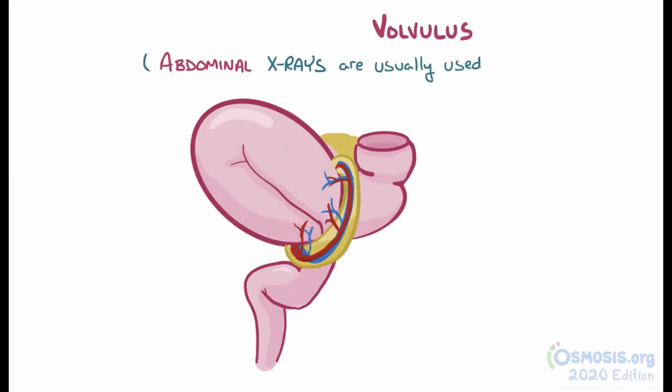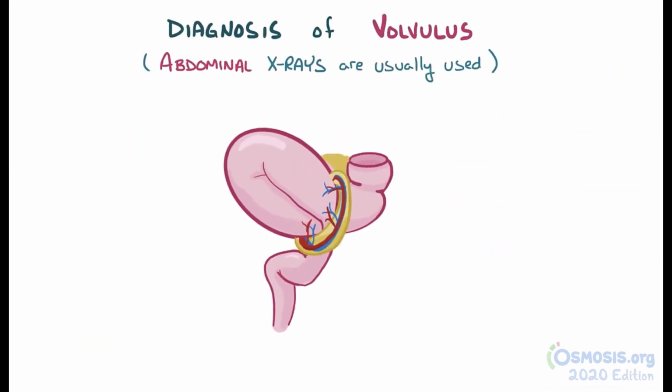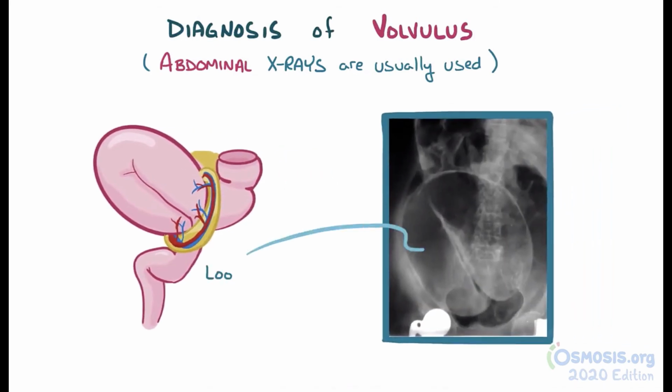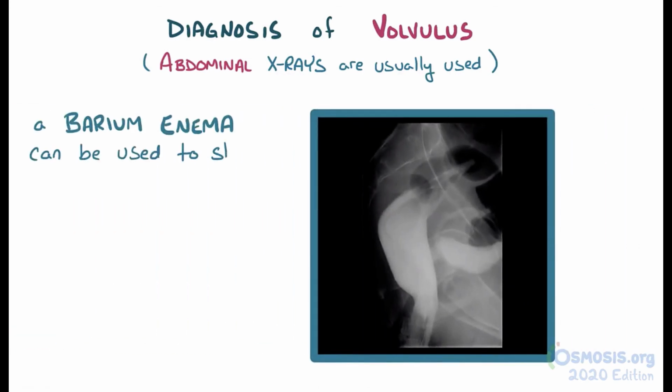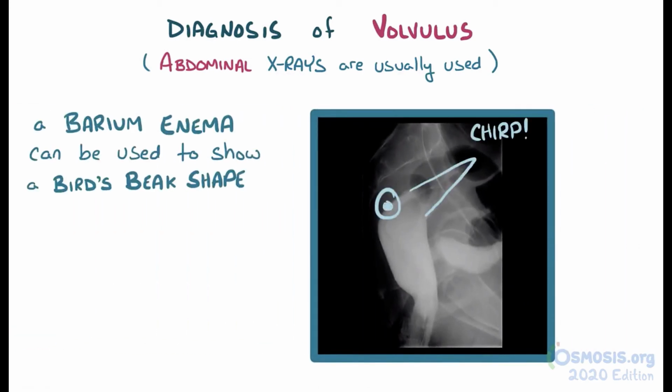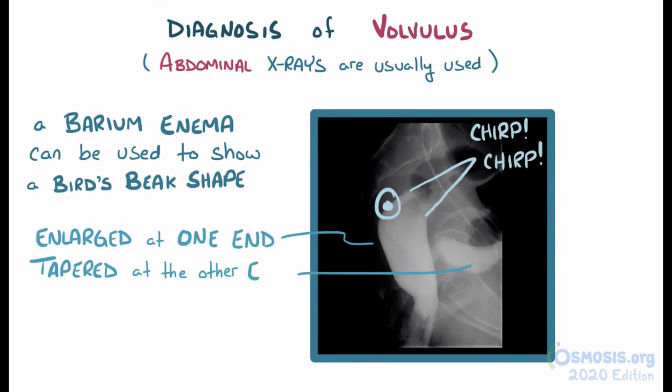Abdominal x-rays are usually used to diagnose volvulus. These x-rays show the shape of the volvulus, which can look like a bent inner tube or a coffee bean. A barium enema can also be used to show a bird's beak shape, enlarged at one end and tapered at the other end, which is the point where the bowel's twisted.